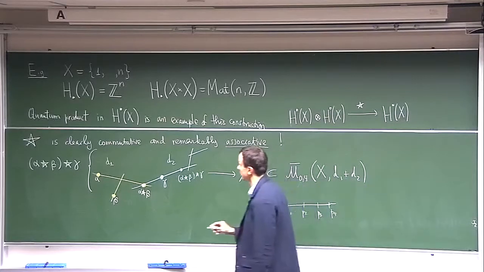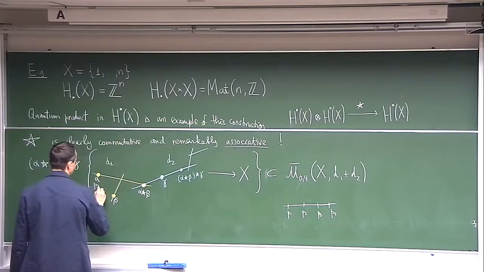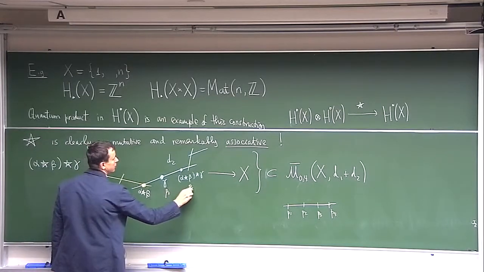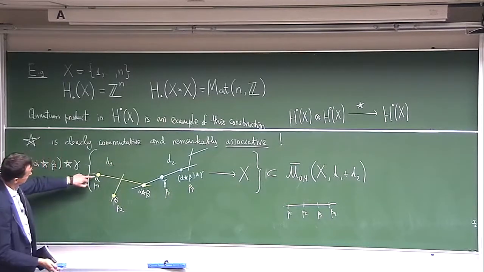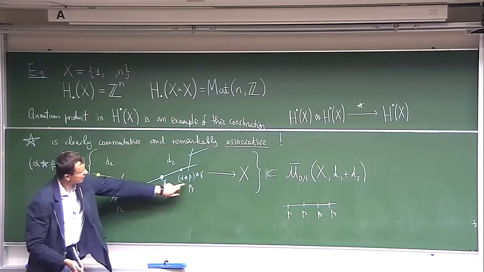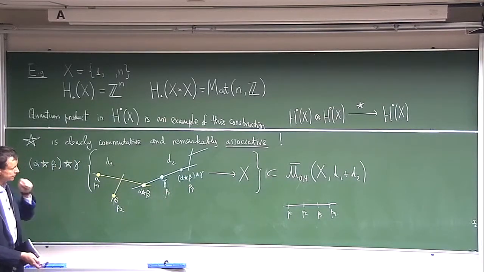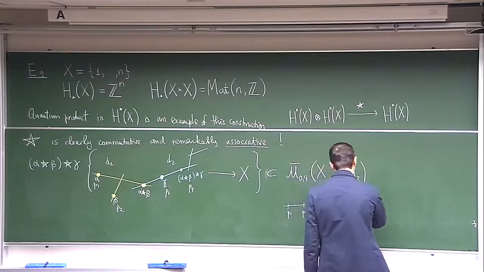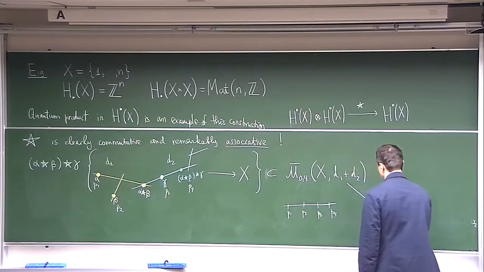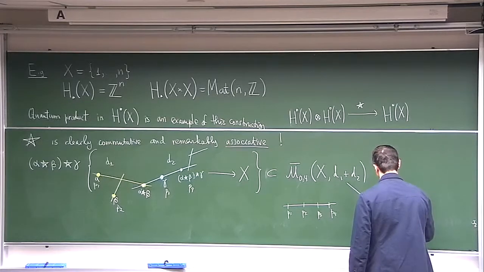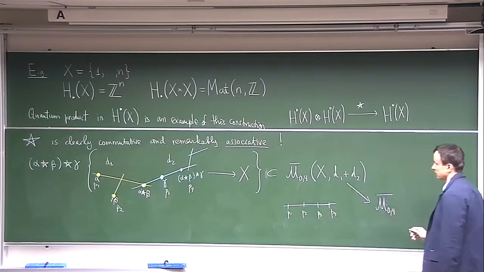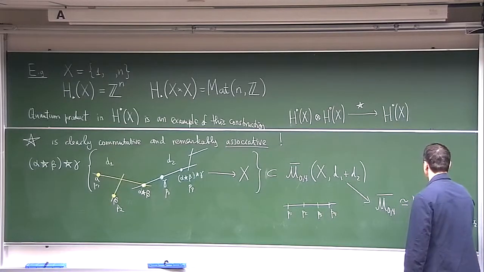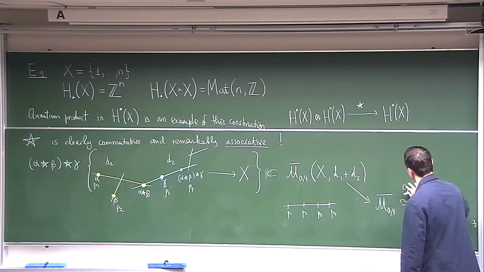So this is my P1, P2, P3, P4. I take inputs at P1, P2, P3 and get output at P4. And so the way this moduli space is constructed, it maps to the moduli space of just four-pointed rational curves, which is isomorphic to P1 by the cross ratio.